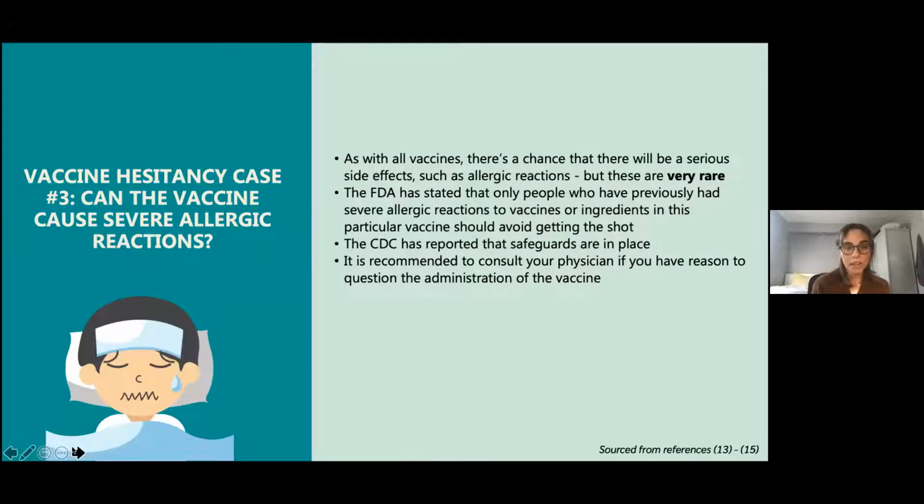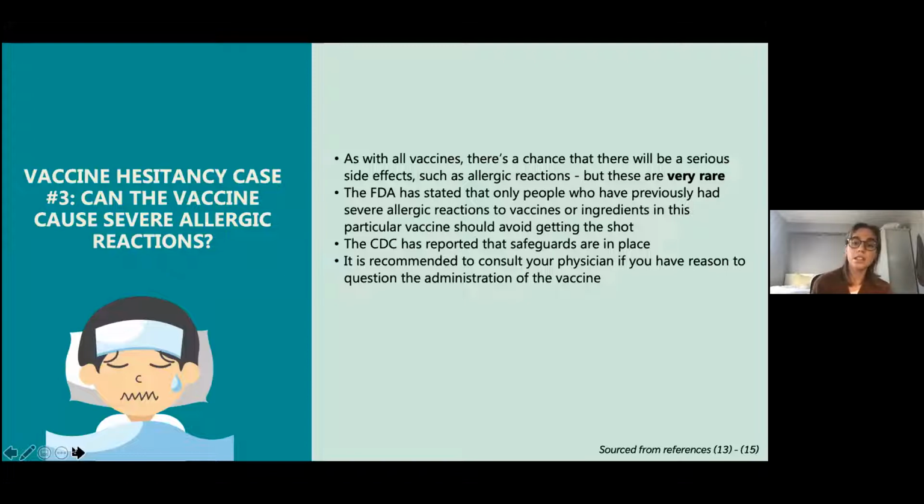Case number 3: can the vaccine cause severe allergic reactions? As with all vaccines, there is a chance of a serious side effect, such as an allergic reaction, but these are extremely rare. The FDA has stated that only people who have previously had severe allergic reactions to vaccines or to specific ingredients in the vaccine should avoid getting the shot.